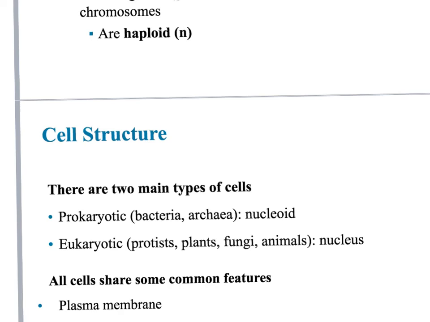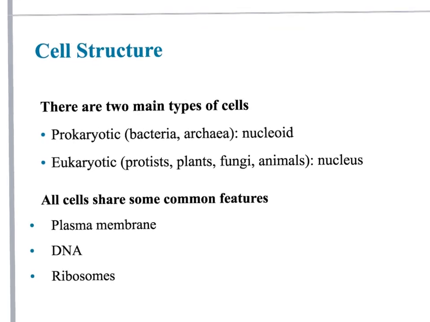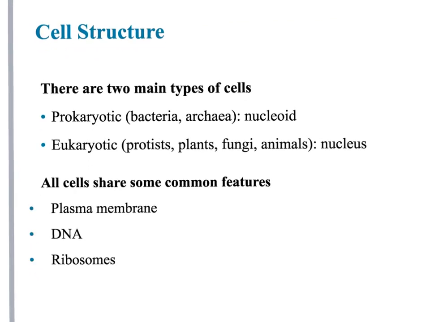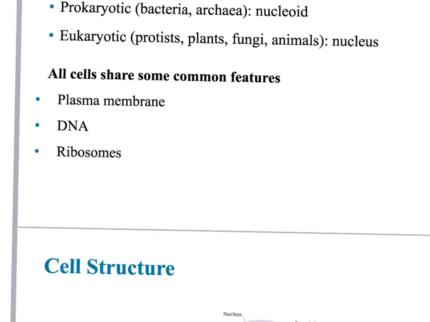There are two main types of cells, prokaryotic and eukaryotic. Prokaryotic cells have just a nucleoid, not a nucleus, and are usually bacteria and some algae, archaea. Eukaryotic cells are the protists, plants, fungi, and animals, and they have a nucleus. But all of the cells share common features, namely they're enveloped by a plasma membrane, the outer barrier. They contain the DNA, which we know resides in our nucleus, and they have ribosomes and a variety of other organelles.